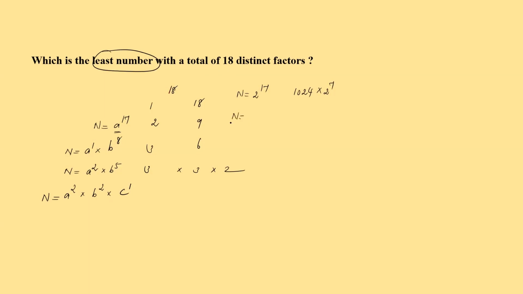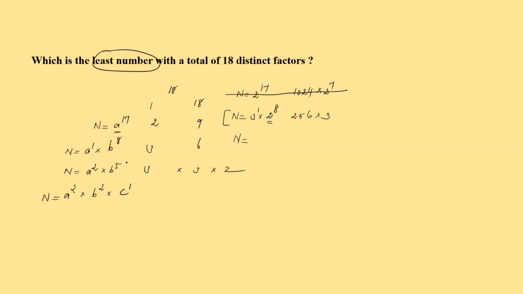The second case, a power 1 into b power 8. I'll keep b power 8 as 2 to the power 8 and I'll keep a as 3 to the 1. If I had kept 3 to the power 8 here, that would have become a maximum value, so I'm minimizing it by putting the minimum prime factor available. Now 2 power 8 is 256, so 256 into 3. Obviously this second one is lesser, so I can cancel the first one off.